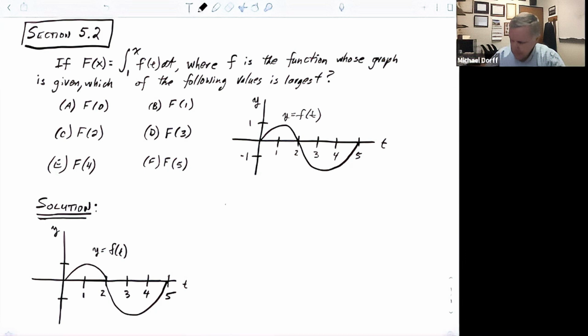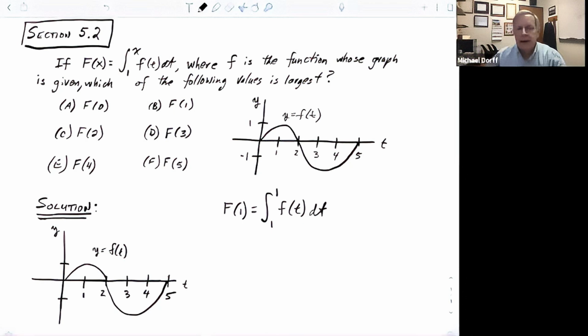So first of all, what's capital F of 1? So that means I'm going to take my integral. I'm going to start at 1, and I'm going to end at my x value. My x value here is 1, so it's going to look like that. And then I have little f of t dt.